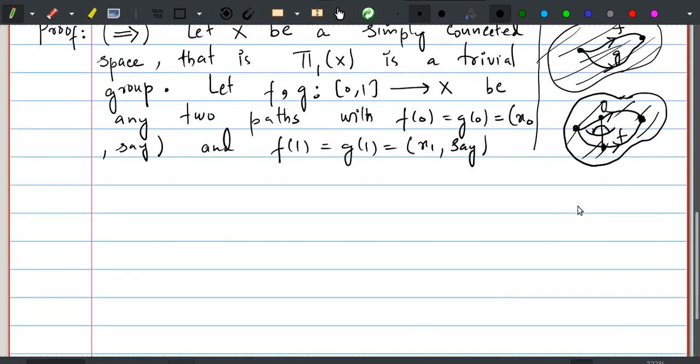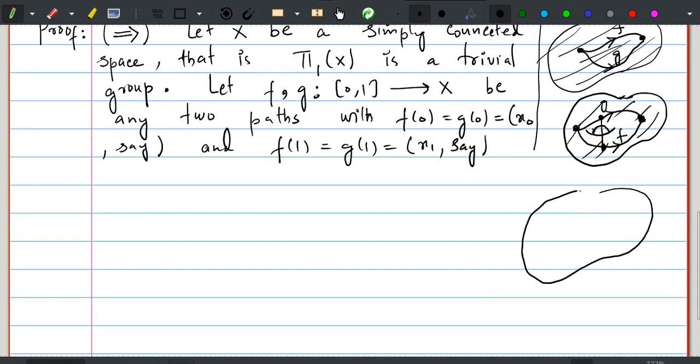So we have a space here which is given to be simply connected, and we have two paths here. This is path f, this is path g, and this is x0 here, and this is x1.